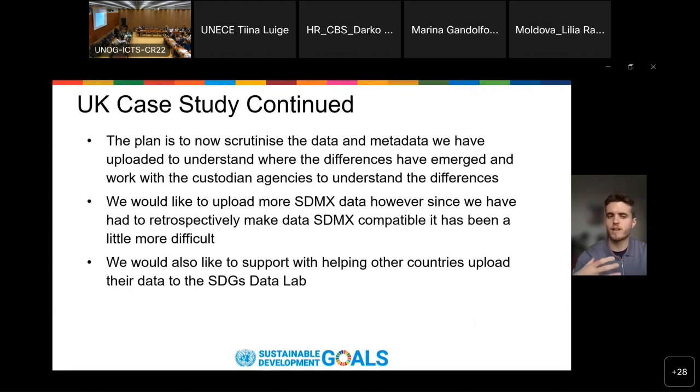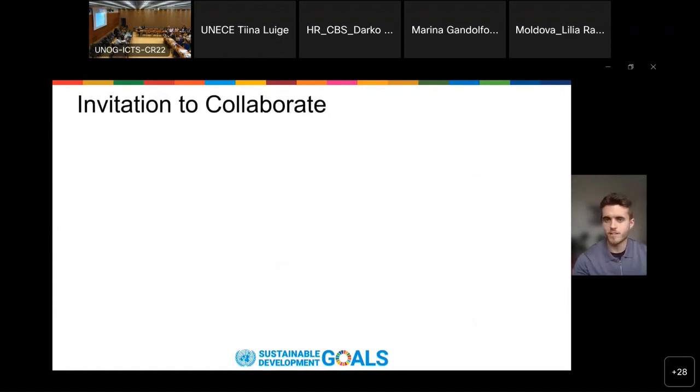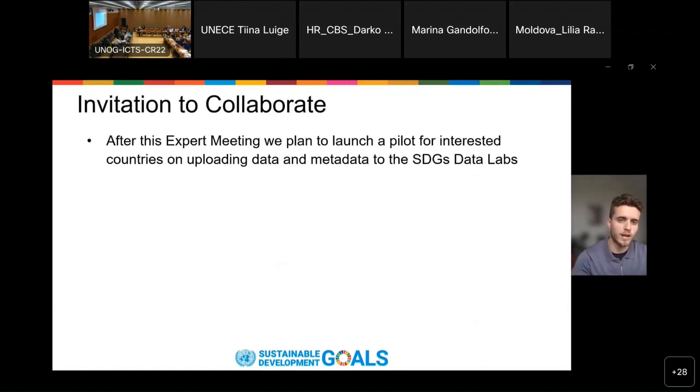But then an aspect of it in the UK as well is we'd like to support other countries who are interested in using the Data Lab. We've had some really good interest in running the pilot for uploading to the Data Lab. So this is something that we'll be looking at supporting in the future. This leads me on very nicely to the invitation to collaborate.